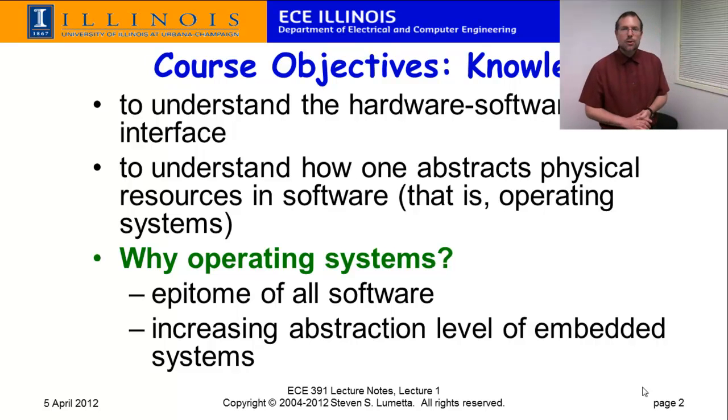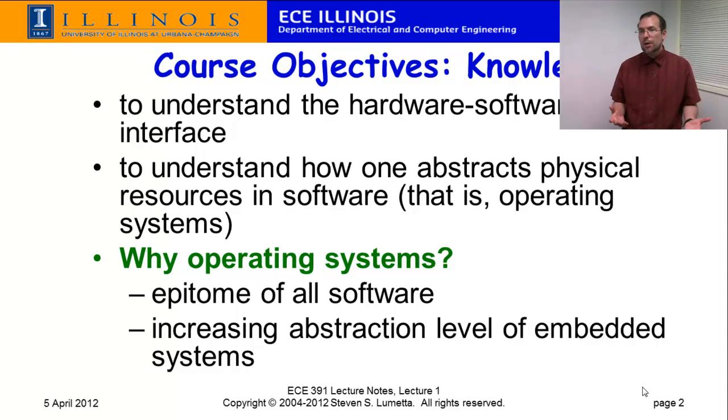So let's start with the learning objectives. These break into two categories. The first is knowledge, and the second is skills. So on this slide, you see the knowledge objectives. The first is to understand the hardware-software interface. So how the software running on a processor today interacts with the hardware devices such as mice, keyboards, disk drives, monitors, how that actually works. So I want you to understand that, and that's one of the big learning objectives for the course.